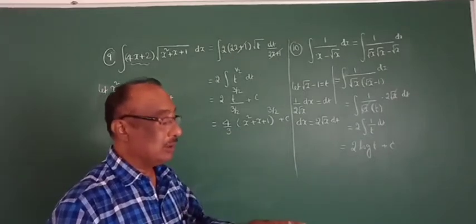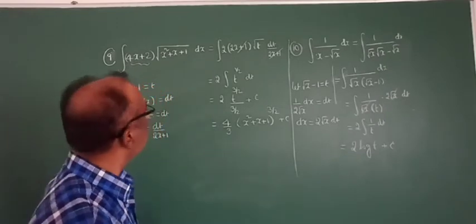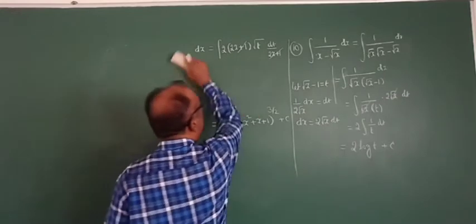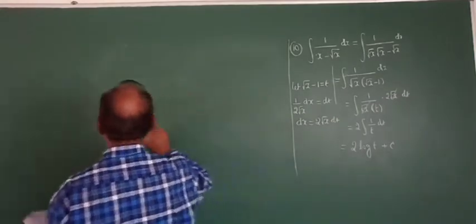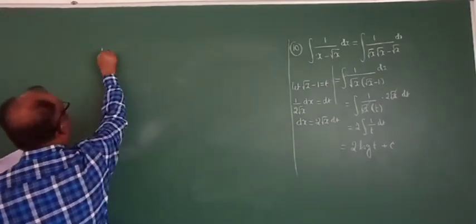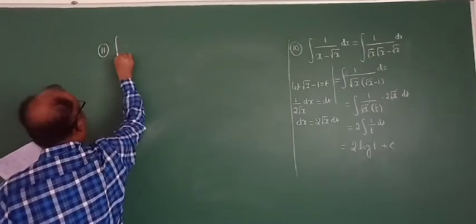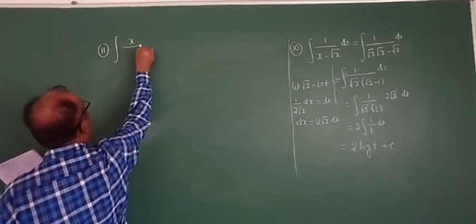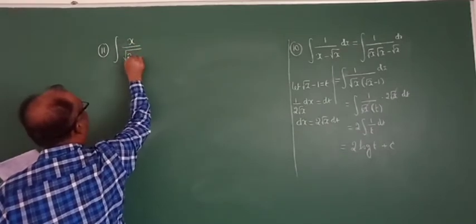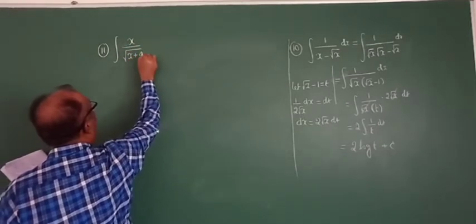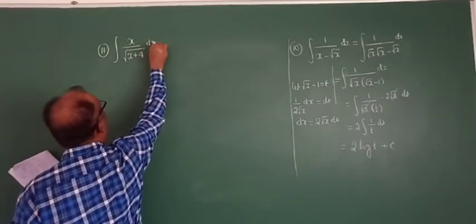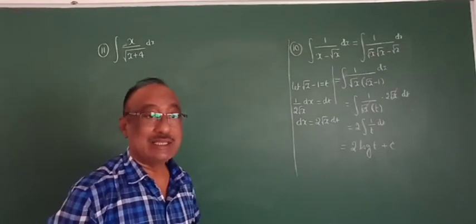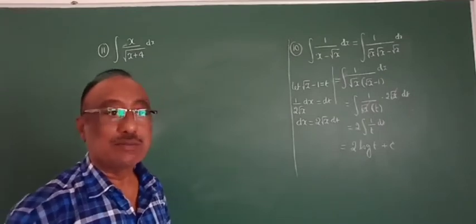Right, everyone go through the 11th problem. What is the 11th problem? Integral of x by root over x plus 4 into dx. Right, how can you do this problem? The root function is the greatest, the non-root function is the smallest.